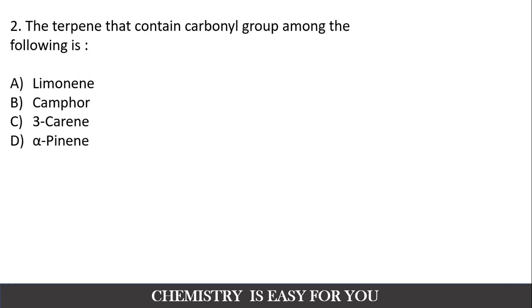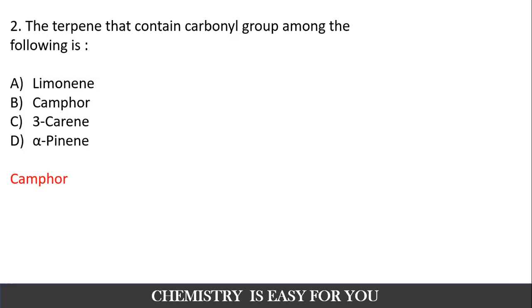The next question is: the terpene that contains a carbonyl group among the following is. I'll soon be doing a video on terpenes, alkaloids, terpenoids, etc. That video will be really helpful for you, because mostly you have to come across the structures at least once to answer these kinds of questions. The options we have here are limonene, camphor, 3-carene and alpha-pinene. The answer here is camphor.